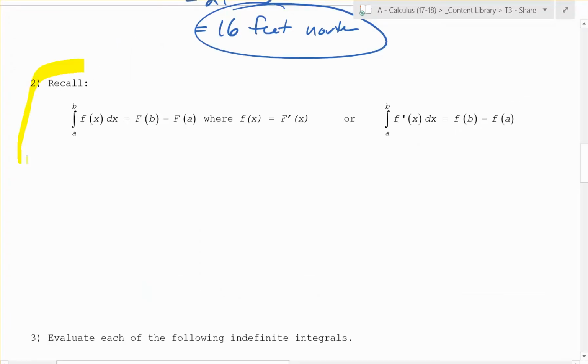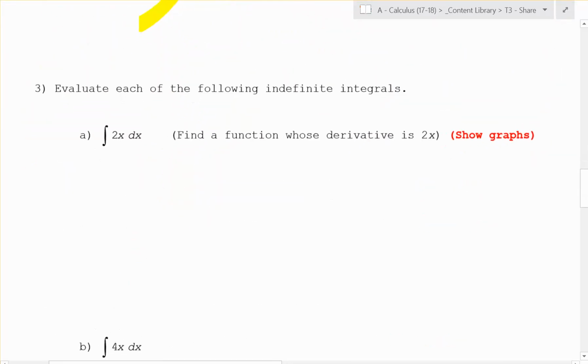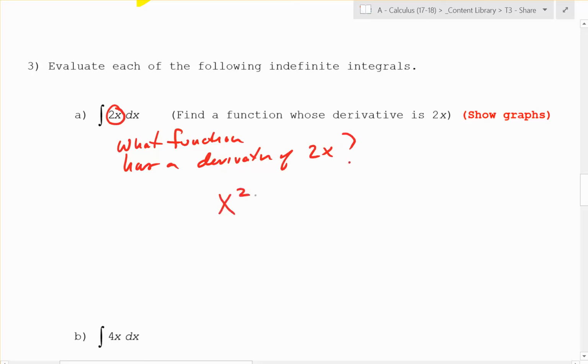Next, remember the fundamental theorem of calculus. I've asked you to write this down and talk about it a bunch of times, so please remember the fundamental theorem of calculus. So let's do these indefinite integrals without being told what the antiderivative is. Indefinite means there's no limits of integration, meaning we're looking for what function has a derivative of 2x. What function has a derivative of 2x? That's what we're looking for. If it's the first power, now it has to be the second power, but hey, what's the derivative of x squared? Well, it is 2x.